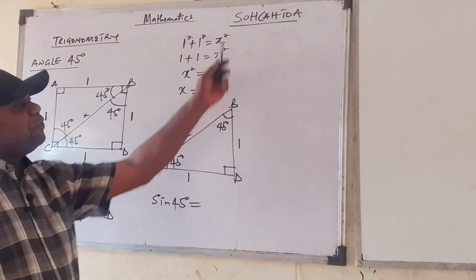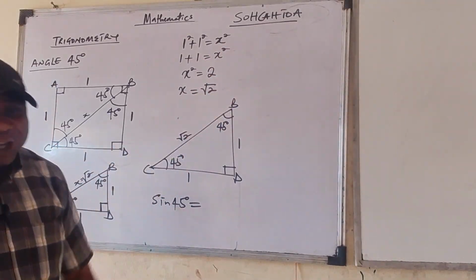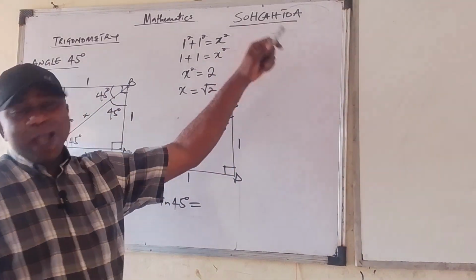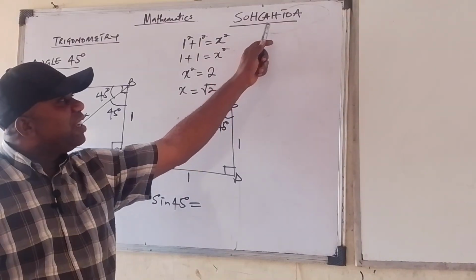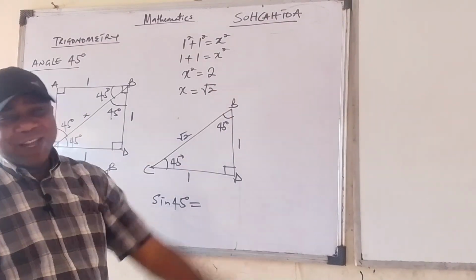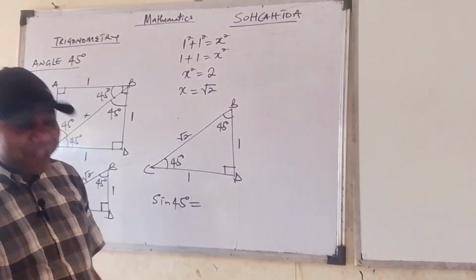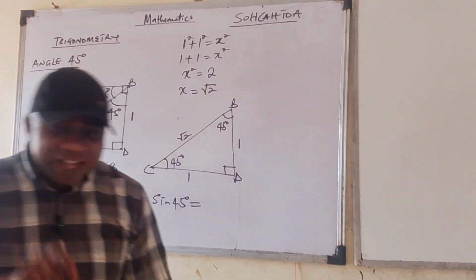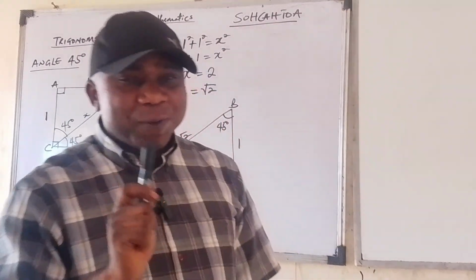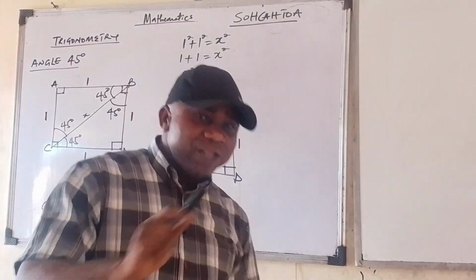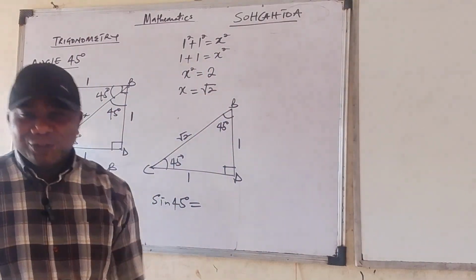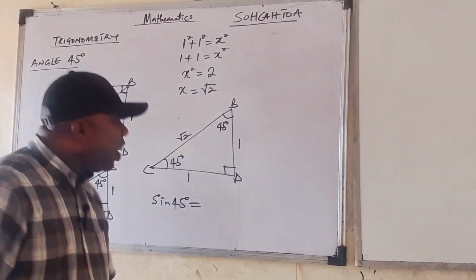I remember those definitions. Sine is opposite over hypotenuse, cosine is adjacent over hypotenuse, while tan is opposite over adjacent. And I want to advise you, please try as much as possible not to memorize it wrongly. It's SOH CAH TOA. SOH CAH TOA.